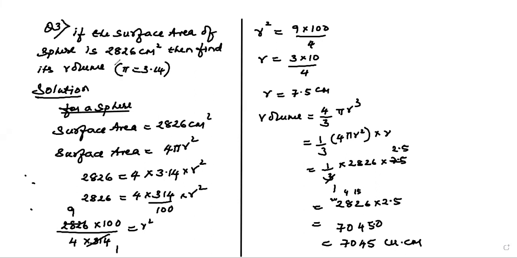Sorry, children, such a big blunder I did. Here, r square is 9 into 100 upon 4. So naturally, when I try to find the square root, children, this 4 will become 2. So naturally, 3 fives are 15, 3 tens are 30, 30 divided by 2, that means the radius you get is 15. The radius you get is 15, okay?